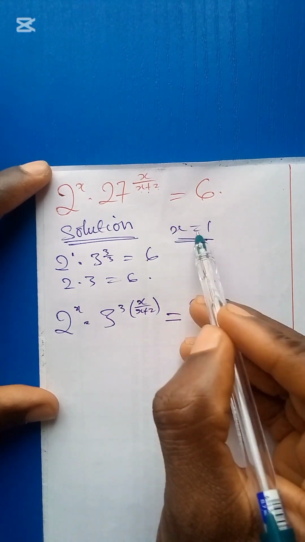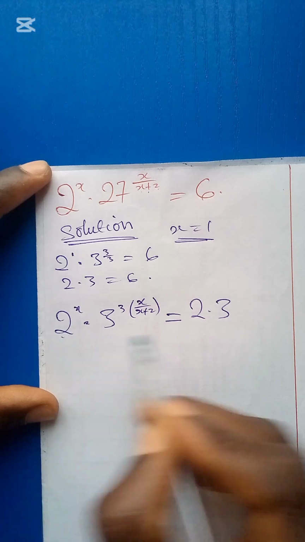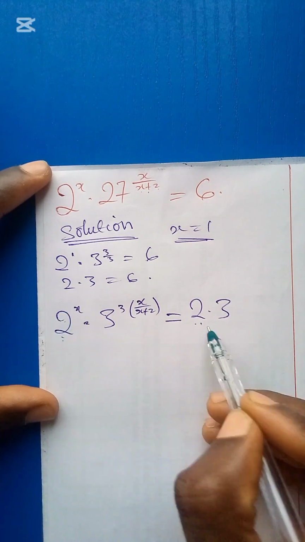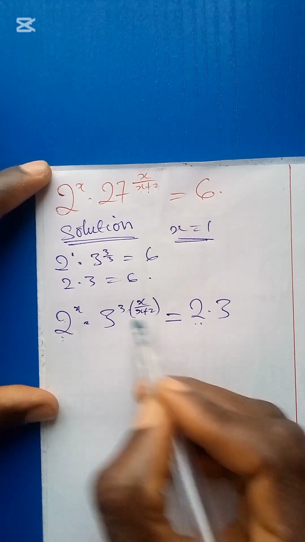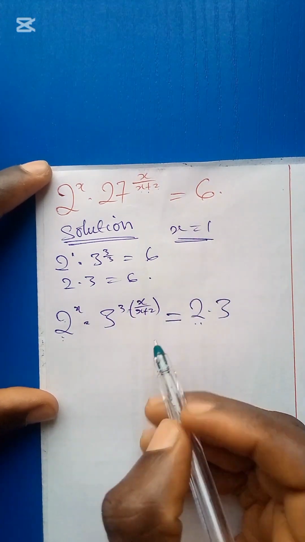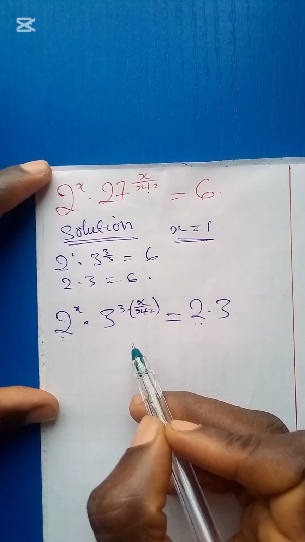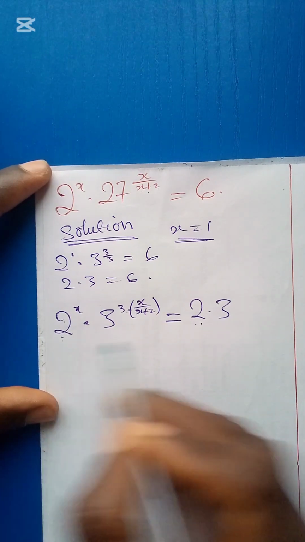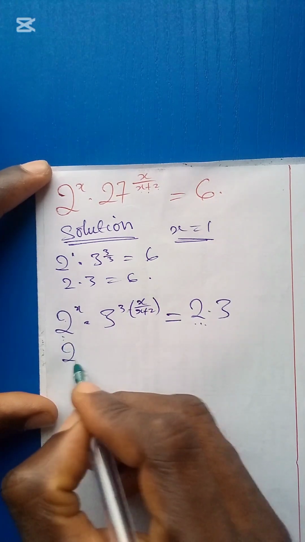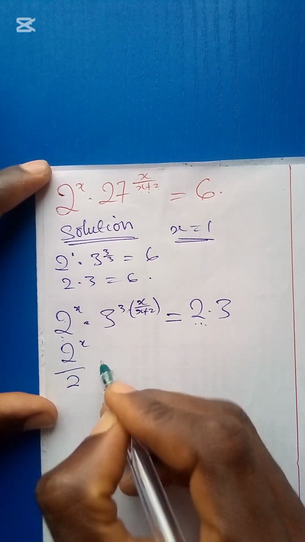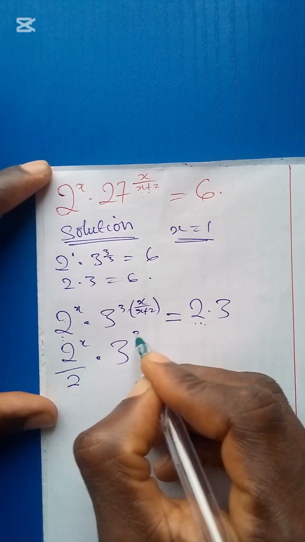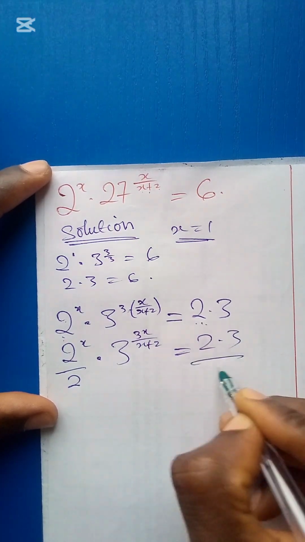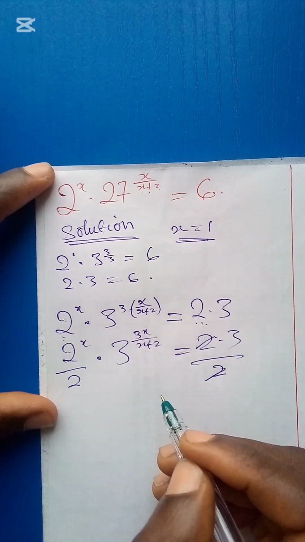Now, to get x equals to 1, we simply need to equate these terms in the product. For example, 2 to power x equate to 2 to power 1, or this equate to 3, we will get x equals to 1. Now, to get the other value of x, I'm simply going to divide the terms by 2 first. So I have 2 to power x over 2 times 3 to power 3x over x plus 2 is equal to 2 times 3 over 2, where this and this will cancel out.